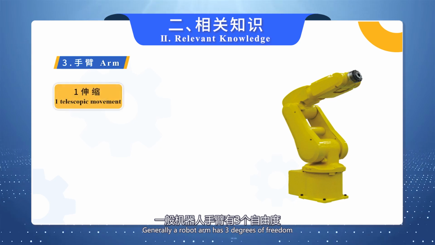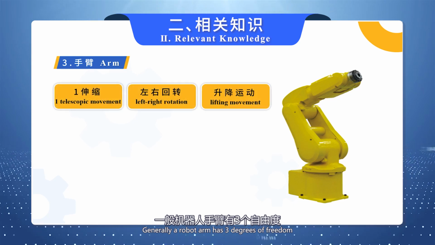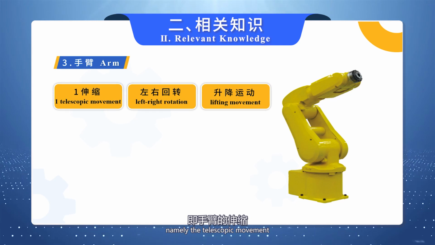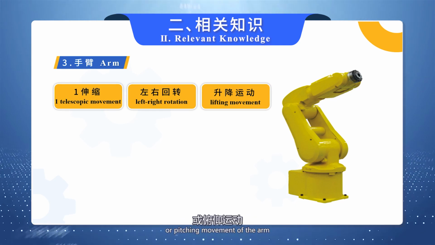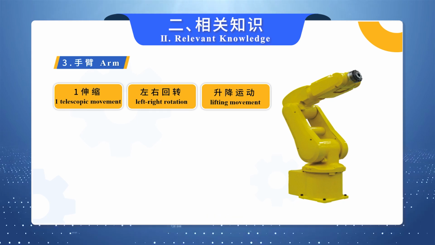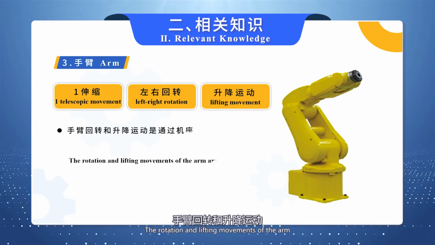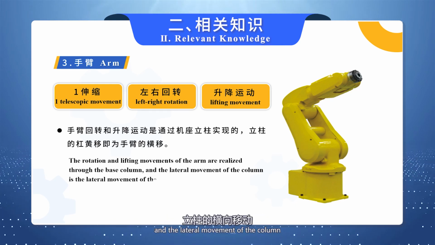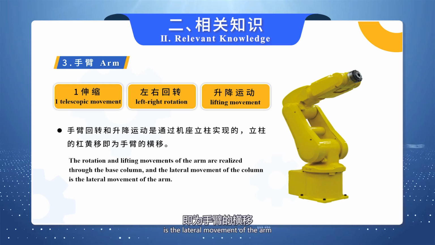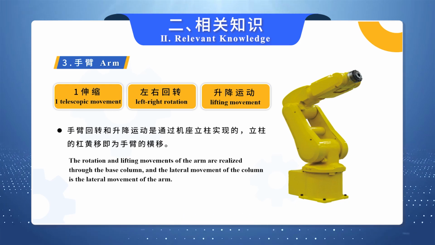Generally, a robot arm has 3 degrees of freedom, namely the telescopic movement, left-right rotation, and lifting or pitching movement of the arm. The rotation and lifting movements of the arm are realized through the base column, and the lateral movement of the column is the lateral movement of the arm.